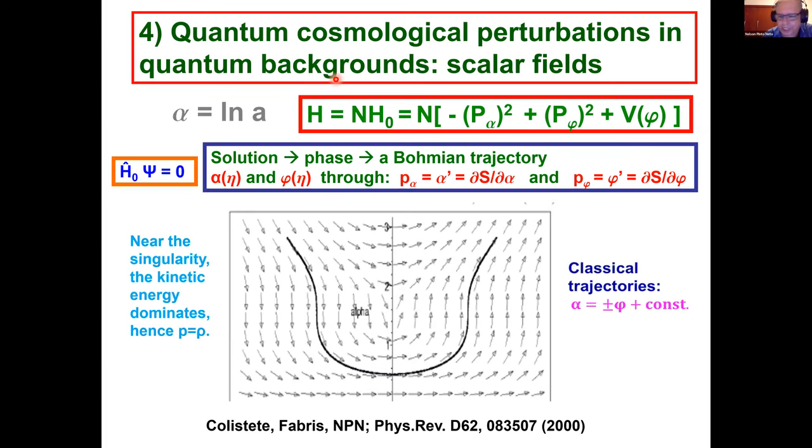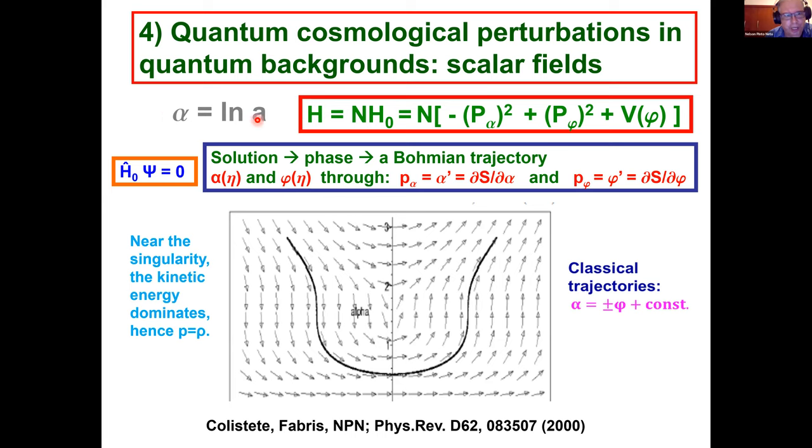Finally, just the last thing, I hope. No, there are two things. What about the background? Well, I talked a lot about perturbations, and what about the background? So let us think, there are many examples. I focus on just a simple example, which is a situation where you have just the homogeneous and isotropic geometry and a scalar field.